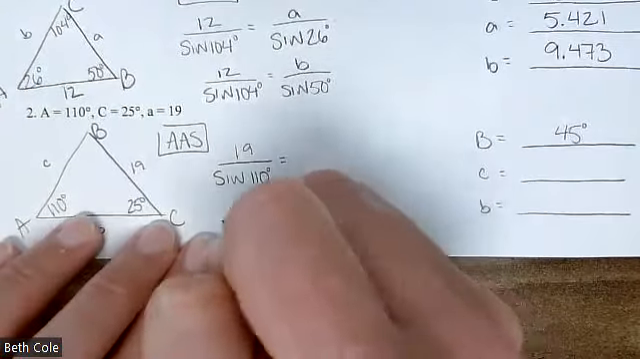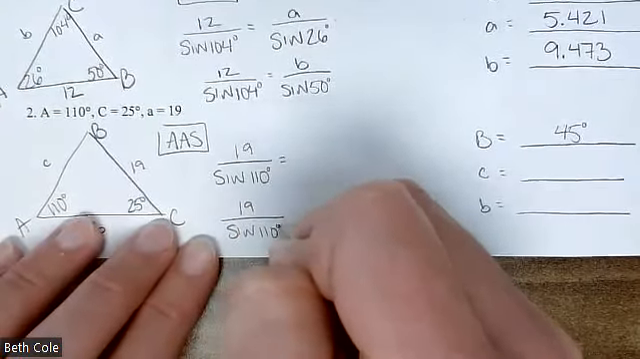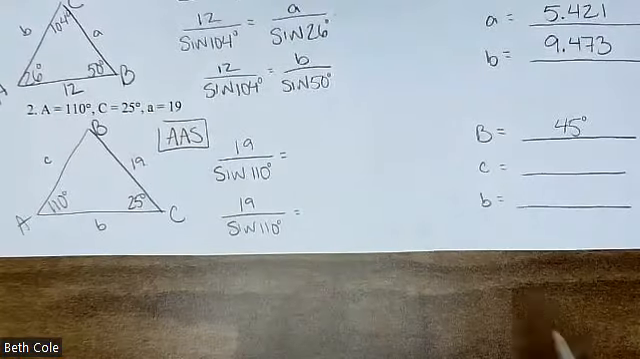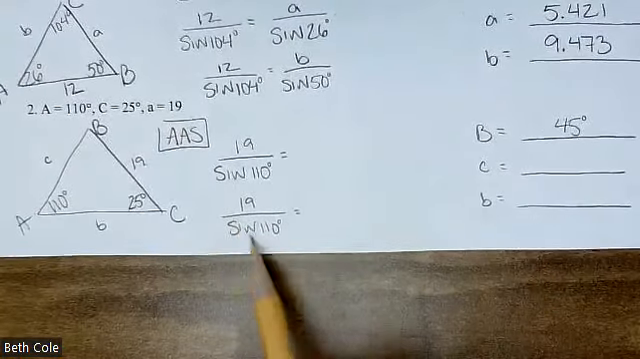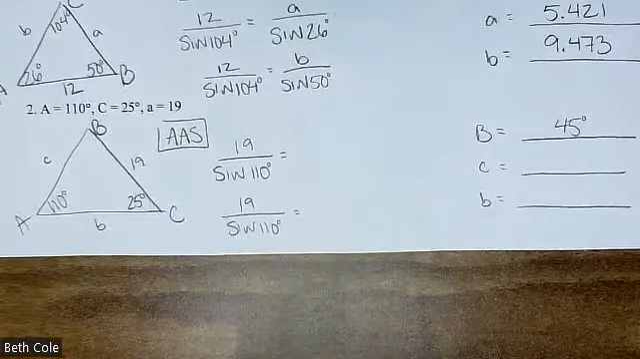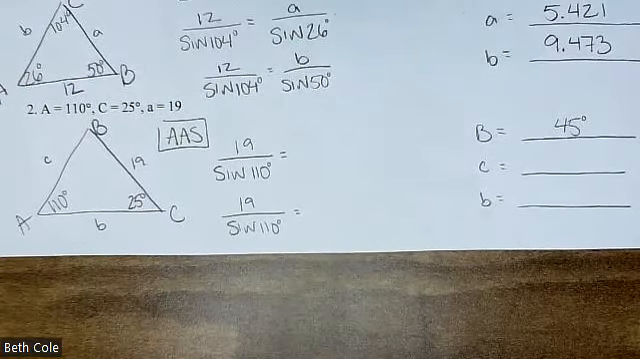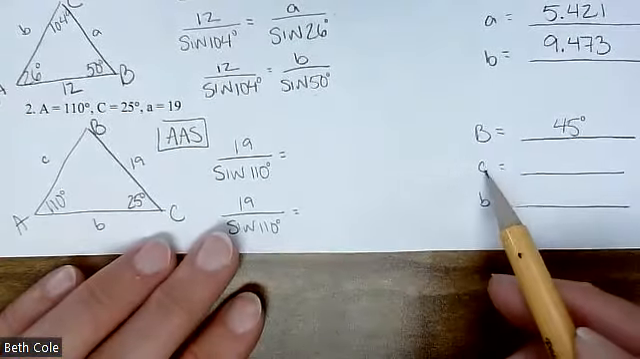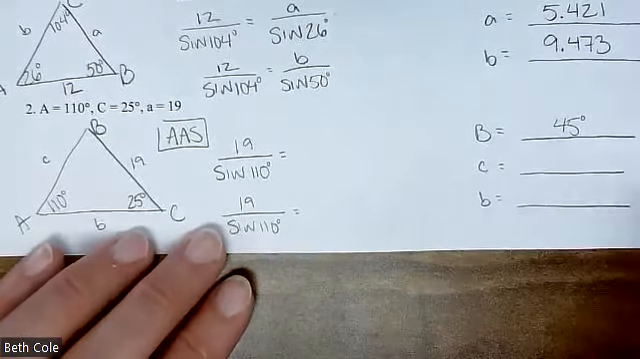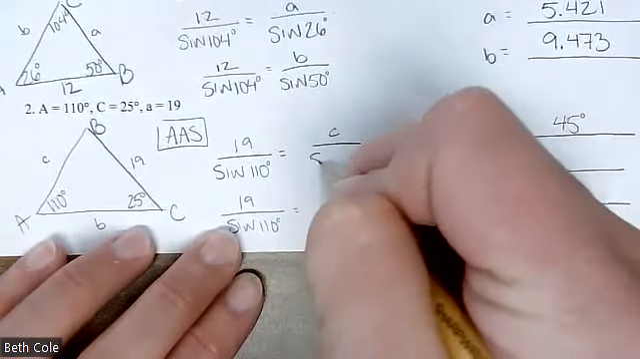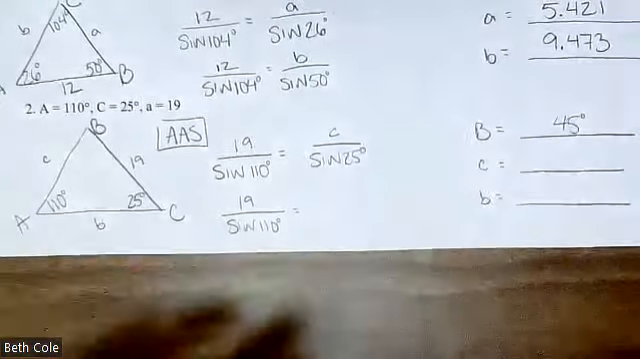And if you want to even just go ahead and write that twice, some people end up liking doing that because you have to do two more. You have to find C and B, and it's going to start the same both times. So you can just write it twice. All right, what will go on the other side for this one? We want to find little c. Good, c over sine of 25.